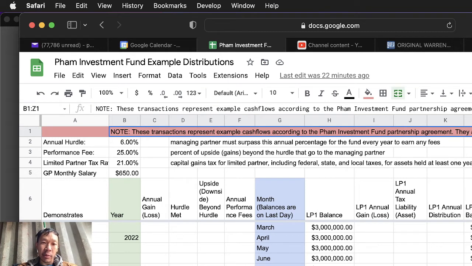And for this year, let's say we have an annual gain of 9.77%. So has the annual hurdle been met? Yes, 9.77% is greater than 6%. What is the upside beyond the hurdle? It's 3.77%, so 9.77 minus 6. And then what is the annual performance fees that go to the general partner? It's 25% of 3.77%. And I chose these random numbers.